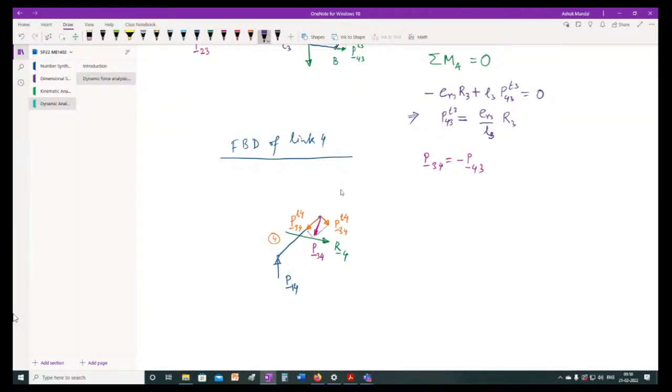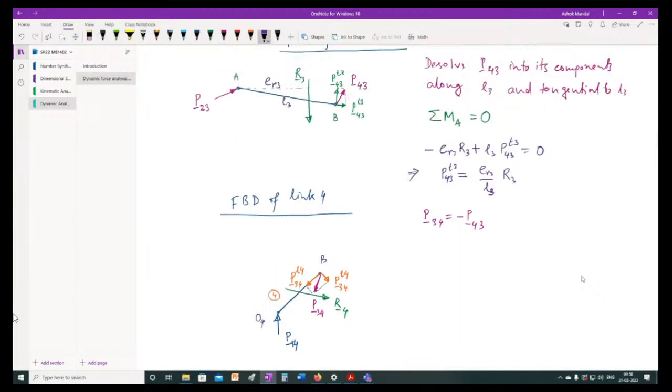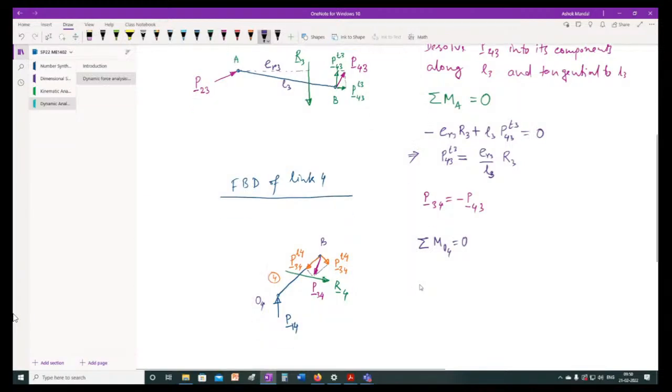Okay. Now let us consider this one. Here we have this point B. This point is O4. Let's take again the equation of equilibrium. So the moment equation: let's take MO4, the summation of all the moments about O4 equals 0.